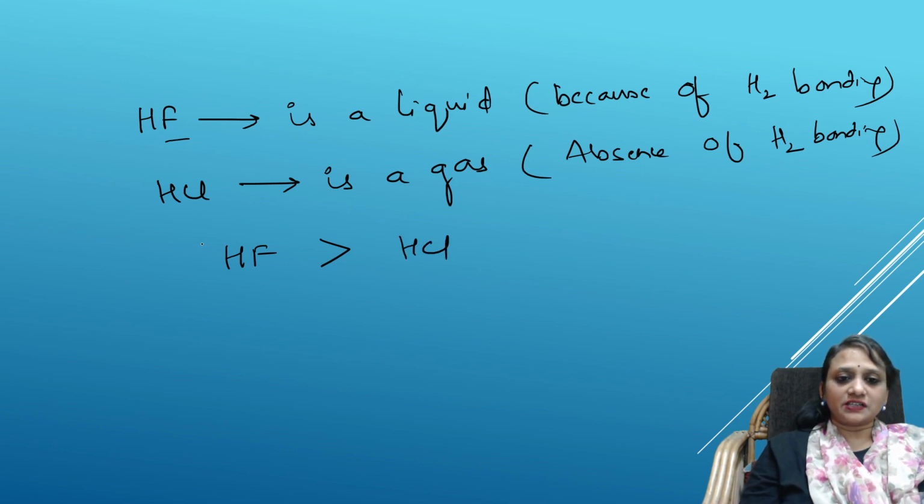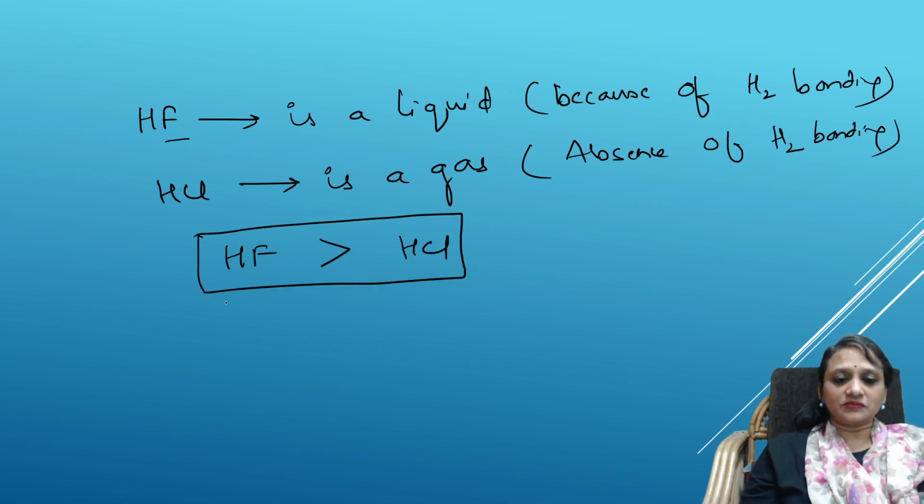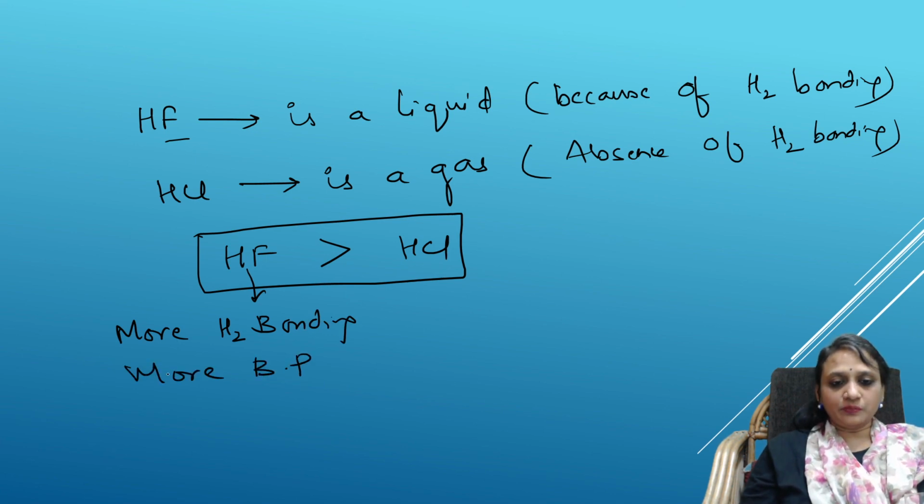Now you only tell me, whichever has more hydrogen bonding, the boiling point will be more. HF, HCl. So I'll write the conclusion. More hydrogen bonding, in this case, more boiling point. No hydrogen bonding, less boiling point, right? This is the thing, students.